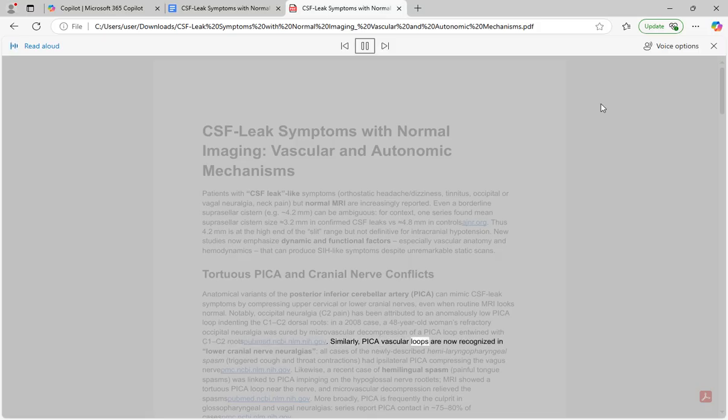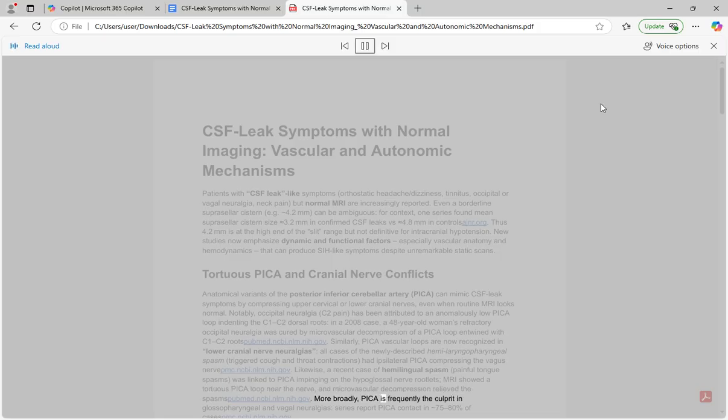Similarly, PICA vascular loops are now recognized in lower cranial nerve neuralgias. All cases of the newly described hemilaryngopharyngeal spasm, with triggered cough and throat contractions, had ipsilateral PICA compressing the vagus nerve. Likewise, a recent case of hemilingual spasm, painful tongue spasms, was linked to PICA impinging on the hypoglossal nerve rootlets. MRI showed a tortuous PICA loop near the nerve, and microvascular decompression relieved the spasms.